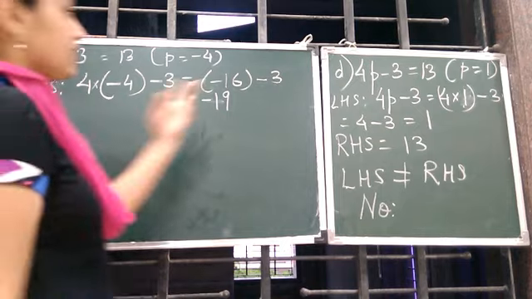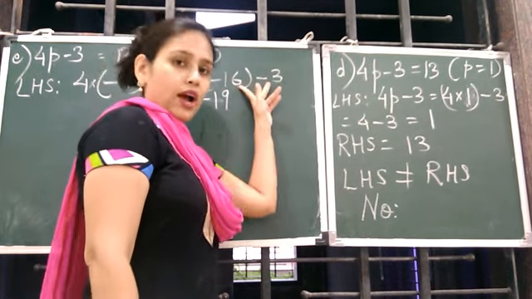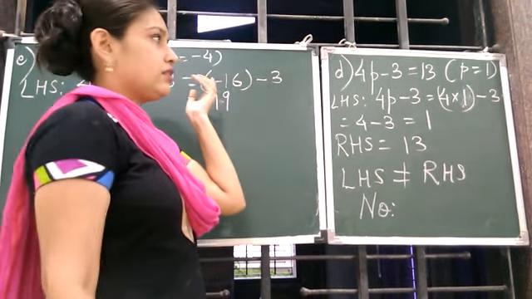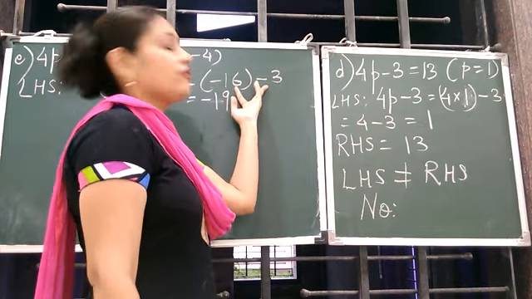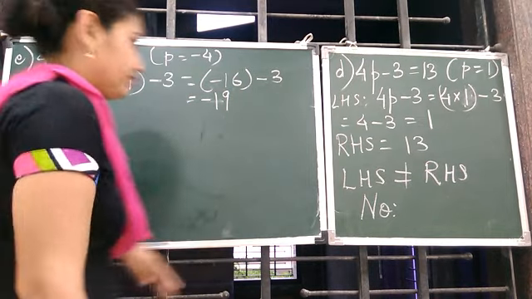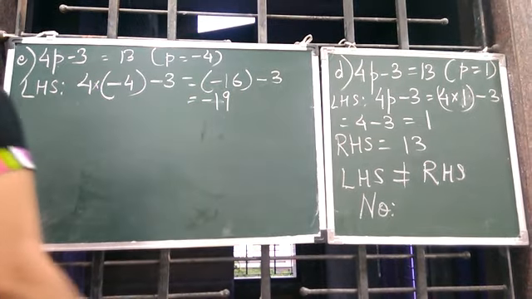Operation will be positive means whatever has happened between these two is addition. Answer will be what? Operation will be addition. So this is your LHS. Going to the RHS, it is 13. Again you see LHS is not equal to RHS. So answer is what? It is a no.